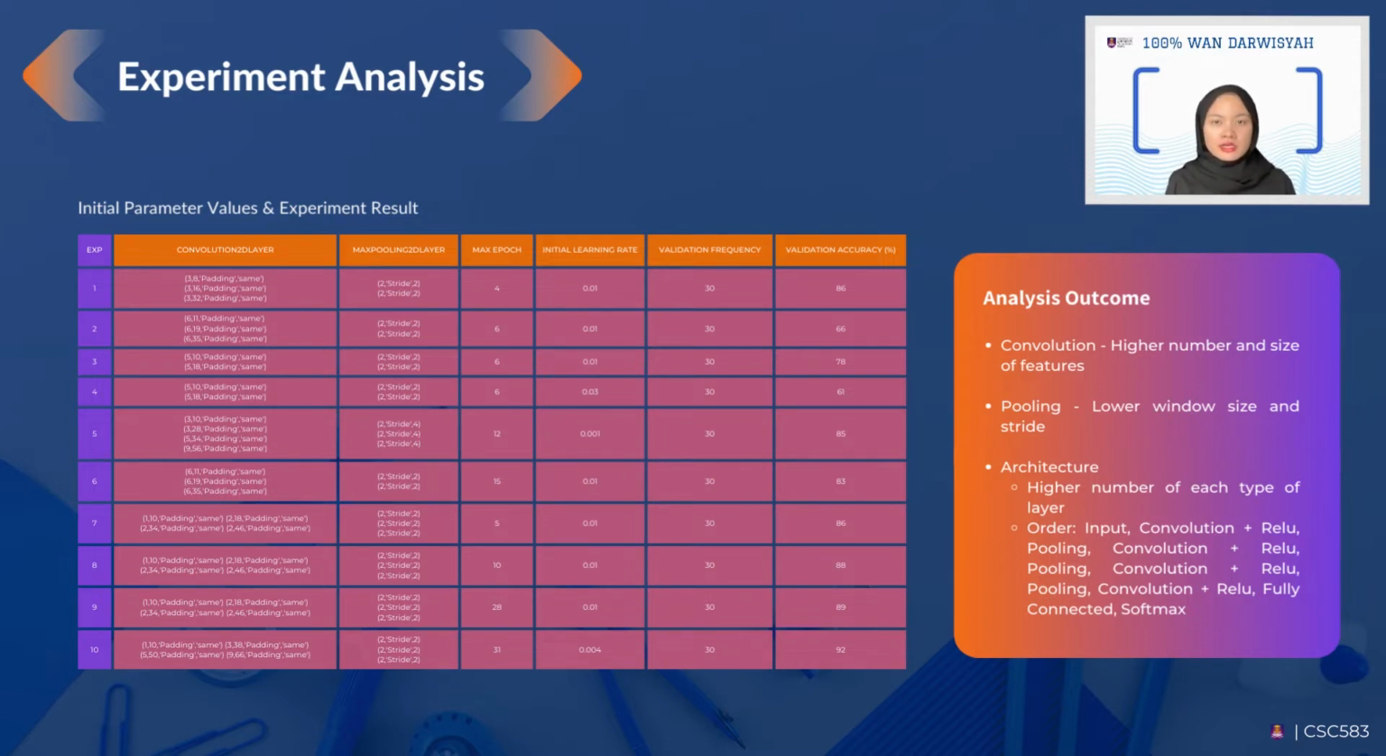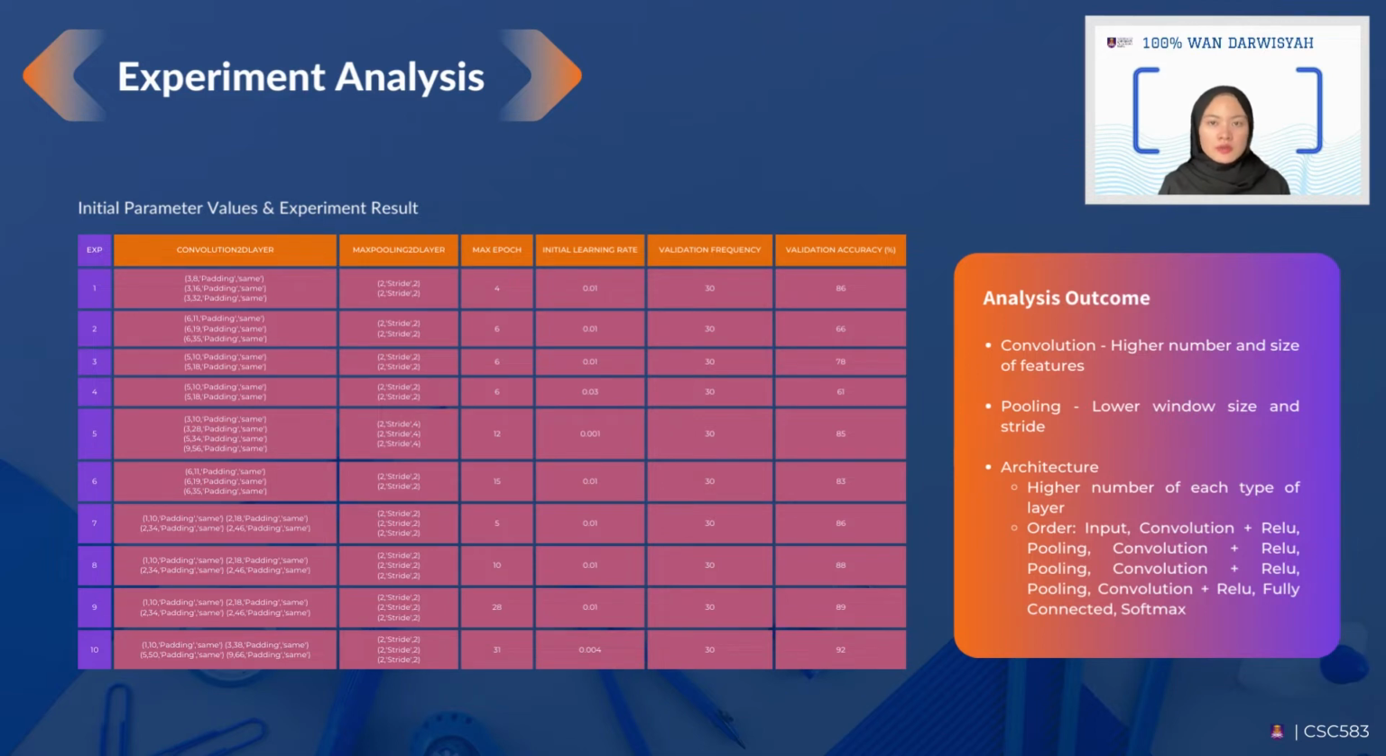the convolution plus ReLU layer size was modified to gradually increase in odd numbers. This was done so that the network could use the small filter to gather tiny pieces of information and the large filter to gather all the prominent information. The learning rate is reduced to 0.004. A lower learning rate can produce more accurate results. The maximum epoch is increased to 31. Experiment 10 produced 92% validation accuracy, which became our best experiment.